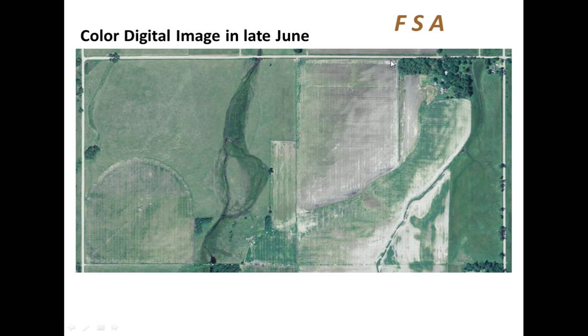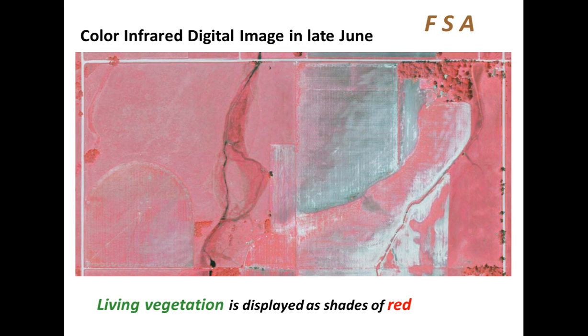Now let's see what happens if we use color infrared photography. Remember, living vegetation is displayed as different shades of red. So most notable is the area with the farmstead, where we have lots of trees, and the waterway, the darkest red colors. The least amount of vegetation is in the field here that showed almost no green. So that's the difference between those kinds of images.